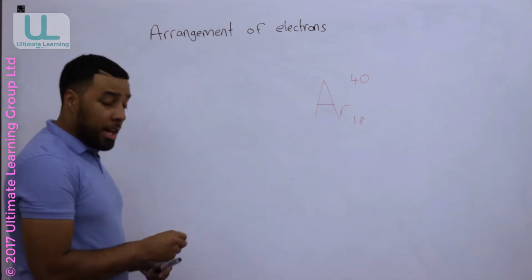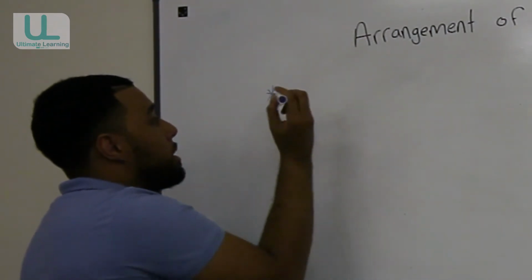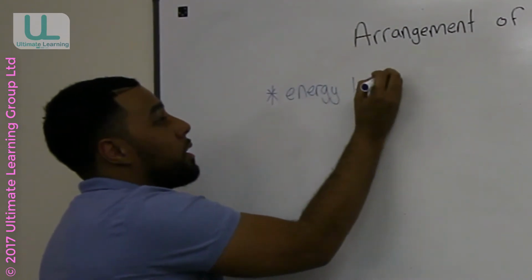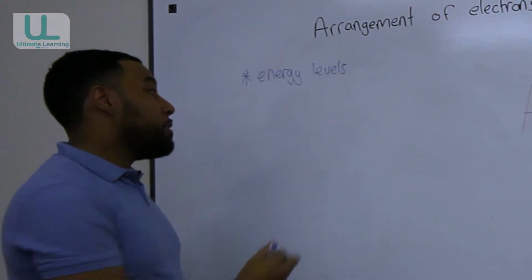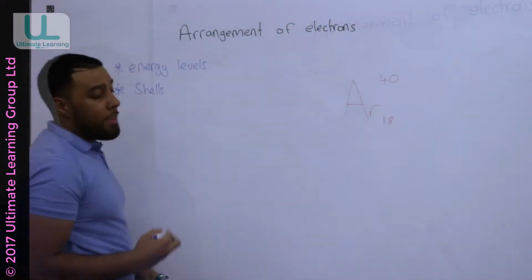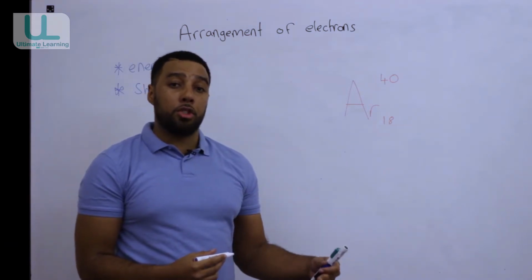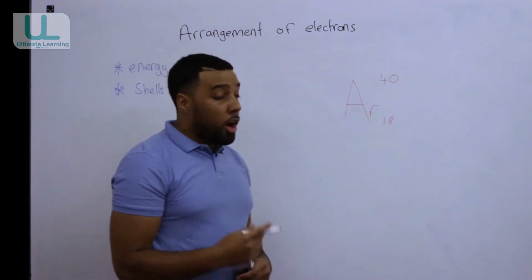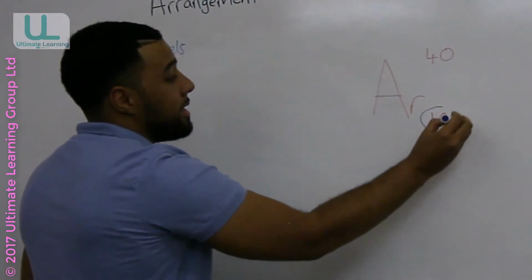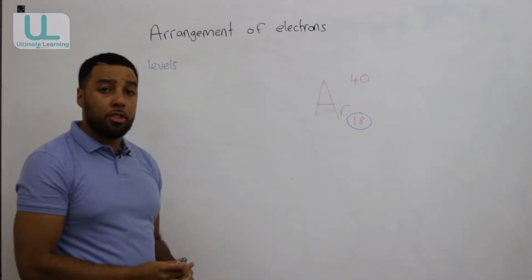Well, just to point out that the arrangement of electrons in atoms, they're always arranged in what we call energy levels. And you sometimes see in your exam that they're sometimes referred to as shells. And there's a specific rule to how we fill those energy levels or how we fill those shells. Let's use argon as an example. Argon has 18 protons, which means it has 18 electrons.